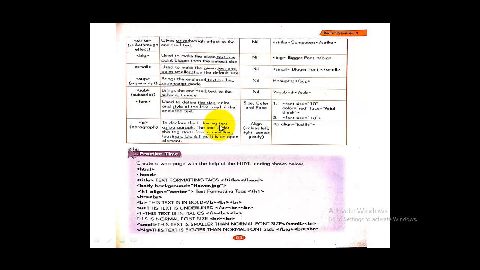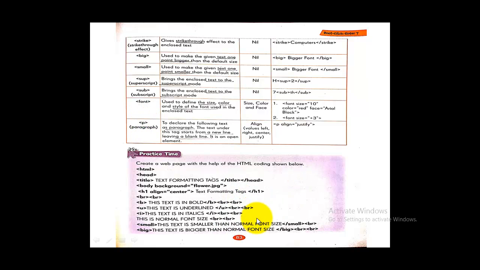And p is used to define a paragraph, to declare the following text as a paragraph. The text under this tag starts from a new line, another line, leaving a blank line. After one paragraph, another paragraph starts with a p tag. Now we can apply this one by one and see it in our program.